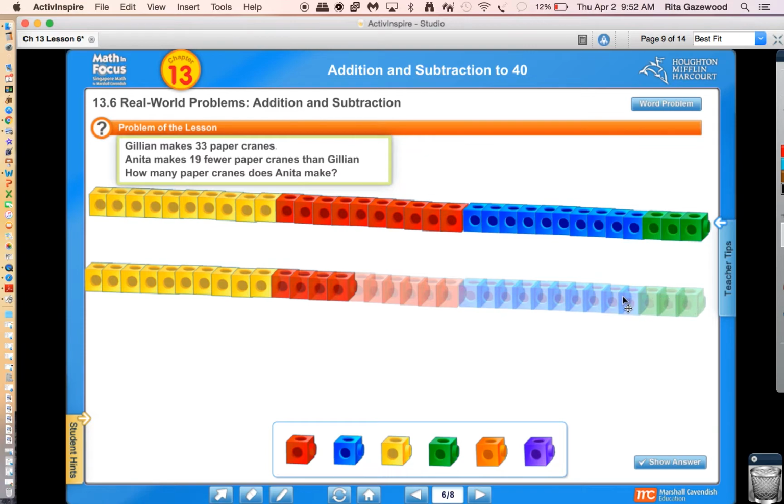1, 2, 3, 4, 5, 6, 7, 8, 9, 10, 11, 12, 13, 14, 15, 16, 17, 18, 19 fewer. So this is how many Anita made. 10, 11, 12, 13, 14. So how many paper cranes does Anita make? That's right, she made 14 paper cranes.